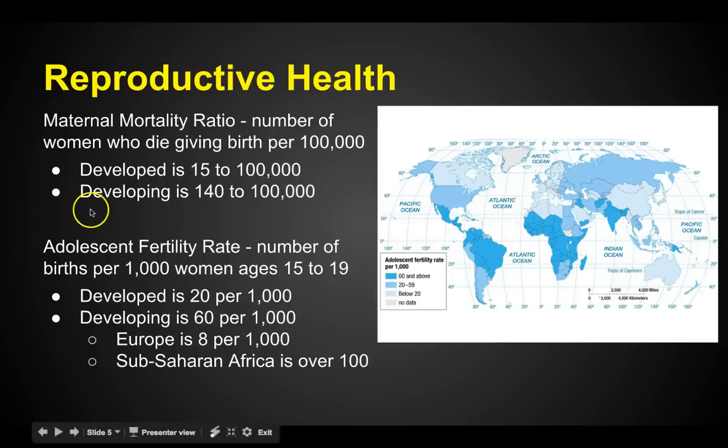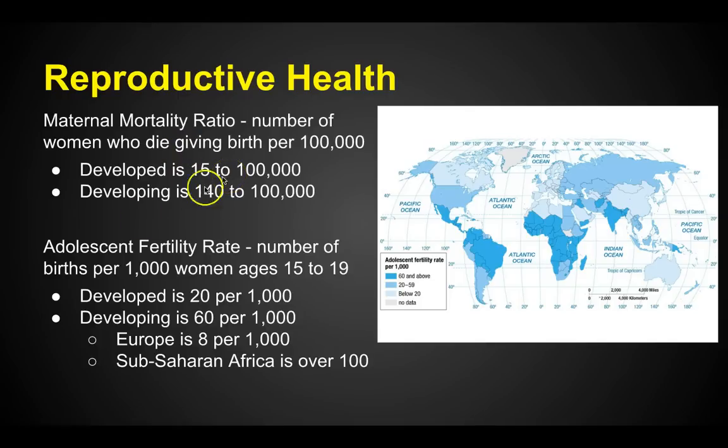In developing countries, you've got a bigger number. 140 women die in childbirth out of 100,000. So we look at which countries are doing better as far as equality. Well, the ones that are making sure that healthcare is going to their women and it's dropping the rate who are dying in childbirth.